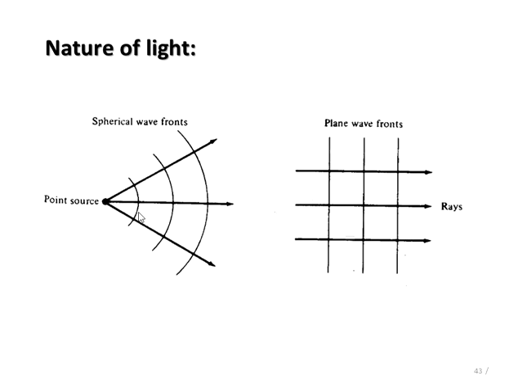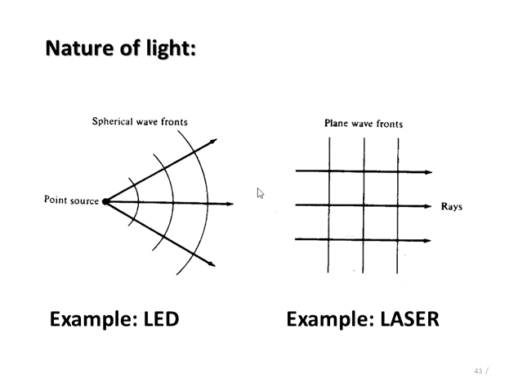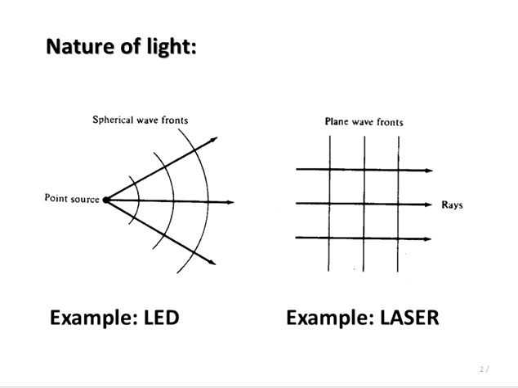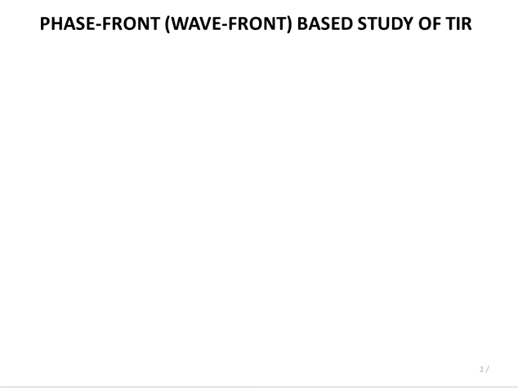An example of this is an LED, that is light emitting diode. An example for the plane wavefront you can consider as a laser. That's why it is possible to point at a longer distance using the laser. Again, it is suitable for long distance communication as the light will not be spread. So now, considering the phase fronts of the light, we can study the total internal reflection.